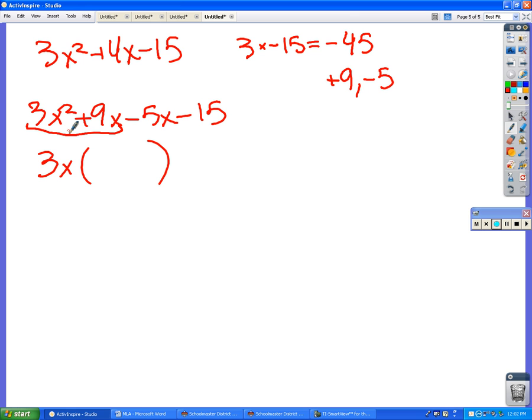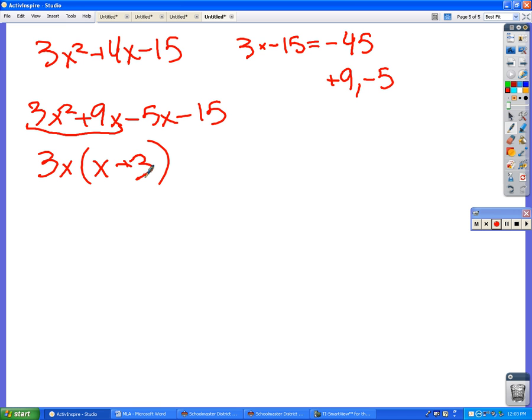3x times what is 3x squared? X. 3x times what is 9x? 3. So this is going to be x plus 3.